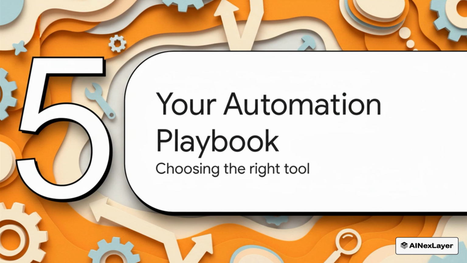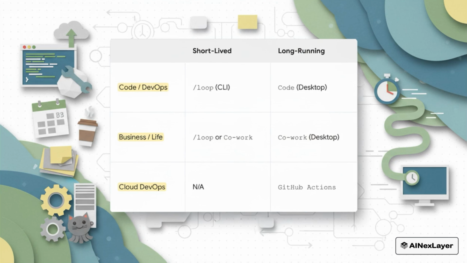Okay, we have gone through all 4 paths. So now for the most important part. How do you actually choose? Let's tie this all together with a simple playbook that you can use for pretty much any automation idea you have. And here it is, your decision matrix.